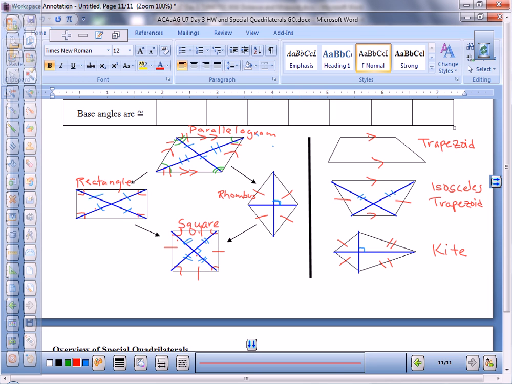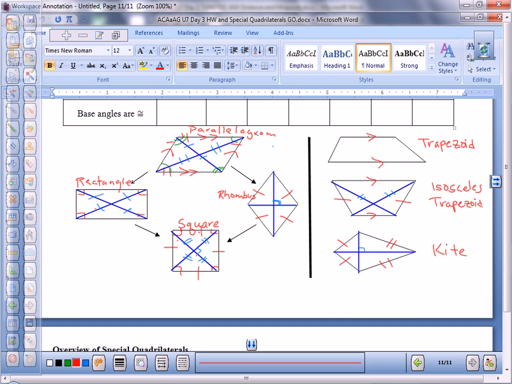Okay. All right. Now, trapezoid. Trapezoid has how many parallel sides? One pair. This one had two pairs. Trapezoid only one. Isosceles trapezoid has one pair of parallel lines, and the other two lines are congruent. That's what makes it isosceles. And the diagonals are also congruent on the isosceles. The diagonals will not be congruent on just a regular trapezoid.